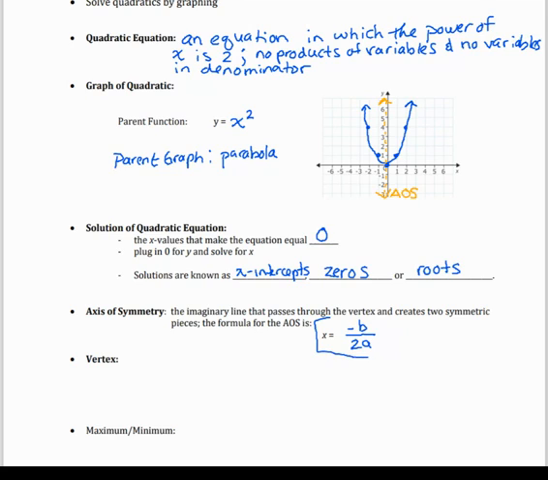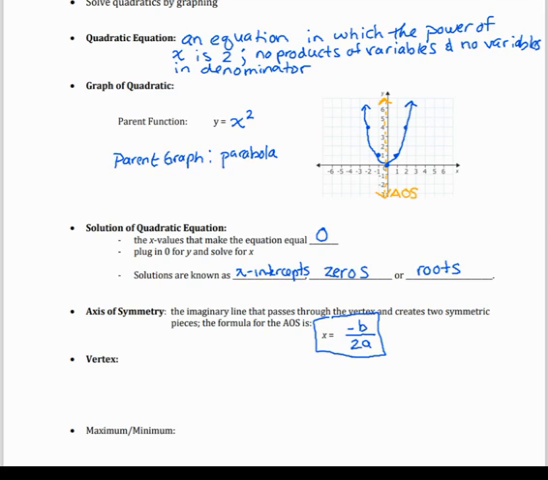Notice that x equals is really important because axis of symmetry is a line and it's a vertical line. So therefore, all vertical lines are in the form of x equals. So please, when I ask you what is the axis of symmetry, don't just say something like 2. Tell me x equals 2. Okay?